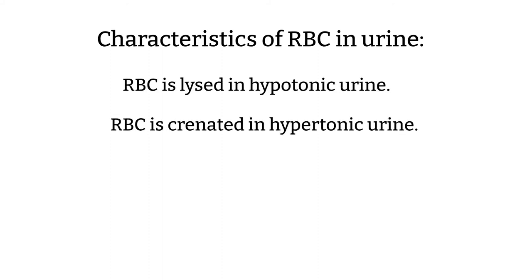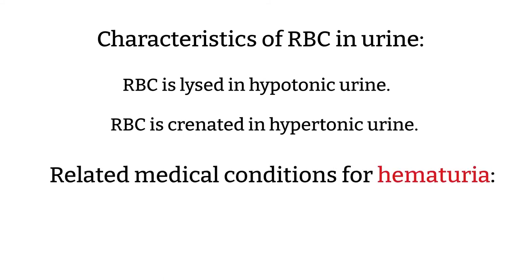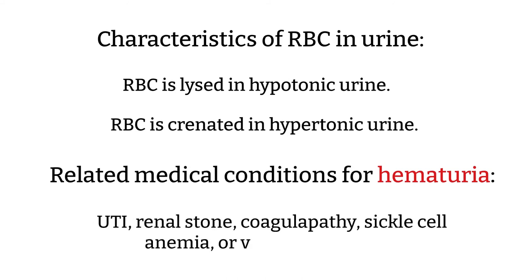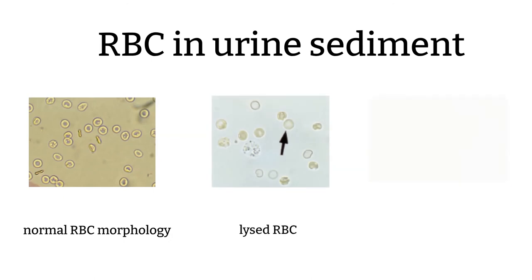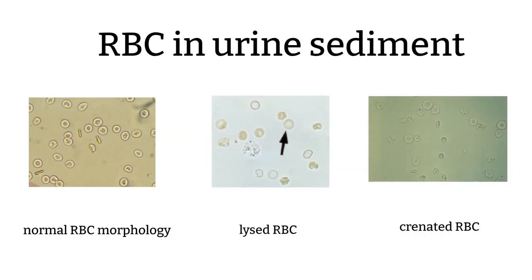Hematuria is the presence of an increased number of red blood cells in the urine. There are a number of reasons for the increased number of red blood cells, such as UTI, renal stone, sickle cell anemia, or just heavy exercise. It is normal to see 1 to 2 red blood cells per high power view. To report red blood cell observations, red blood cells are quantified as the number of cells per high power view.